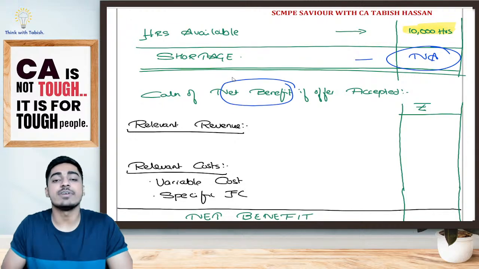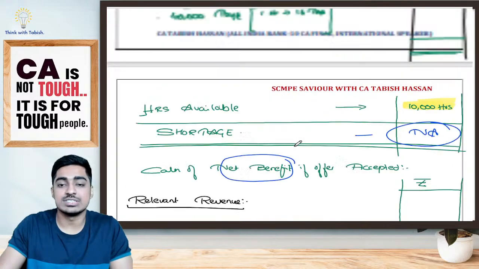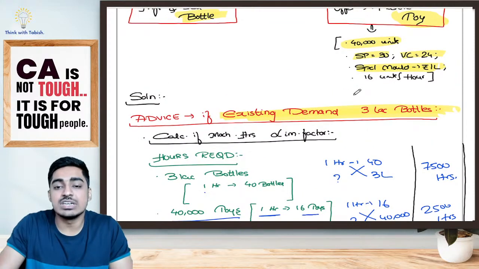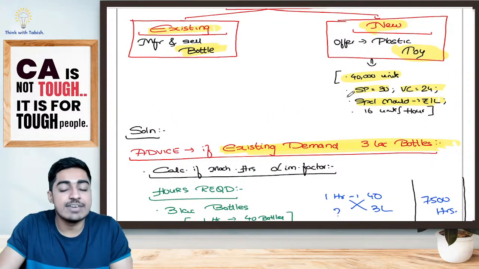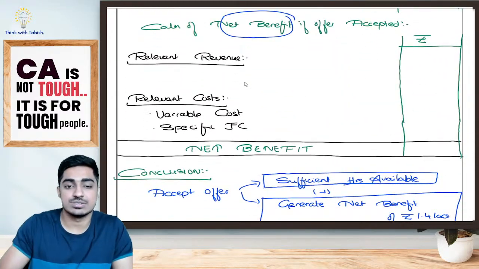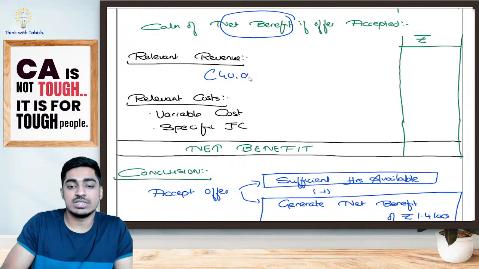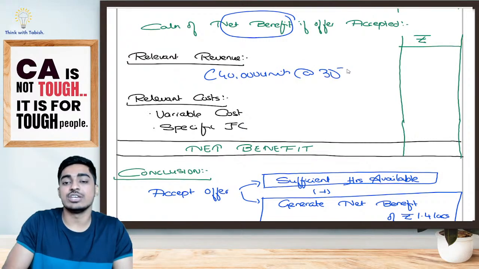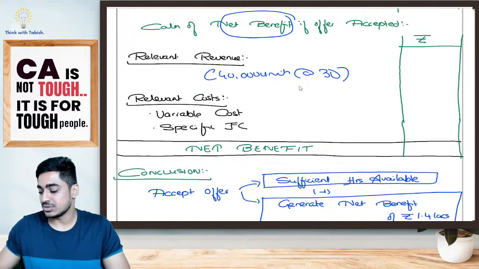First, how much revenue will we get, students? What is the question telling? 40,000 toys we are selling. Every toy we are selling at 30 rupees. So 40,000 units at the rate of 30 rupees per toy. How much will we be getting, students?